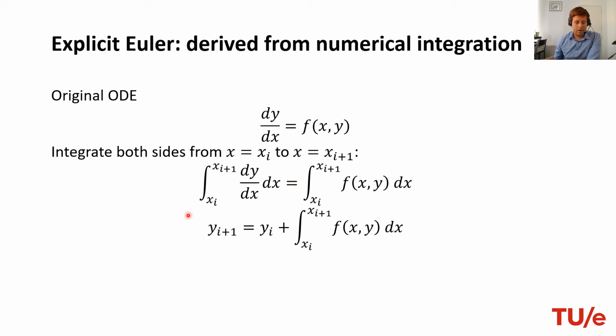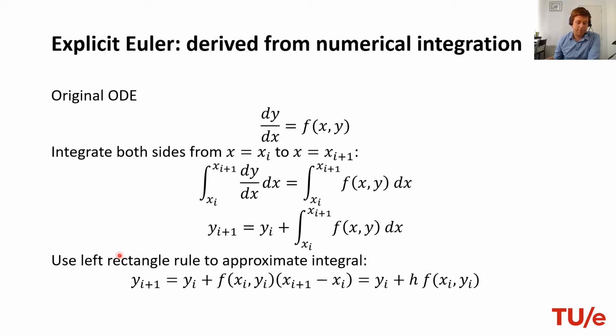So working this out, this is y at i plus 1 minus yi. We can push the yi, which is a known value at step i, to the other side. And this gives us an equation for the numerical solution at step i plus 1. We still have this integral, which we can then proceed to approximate using one of our numerical integration rules.